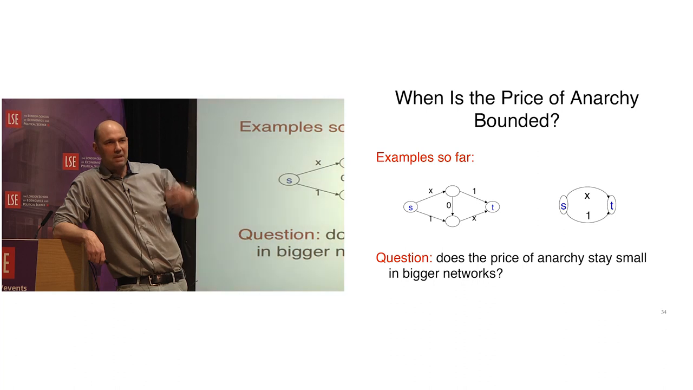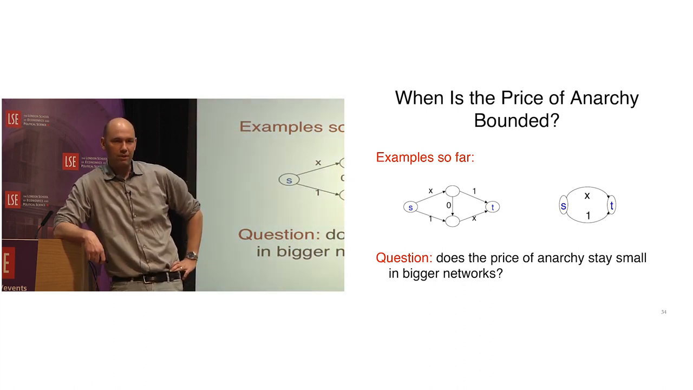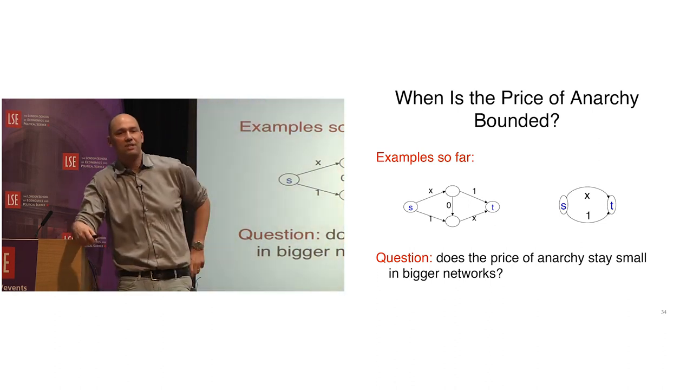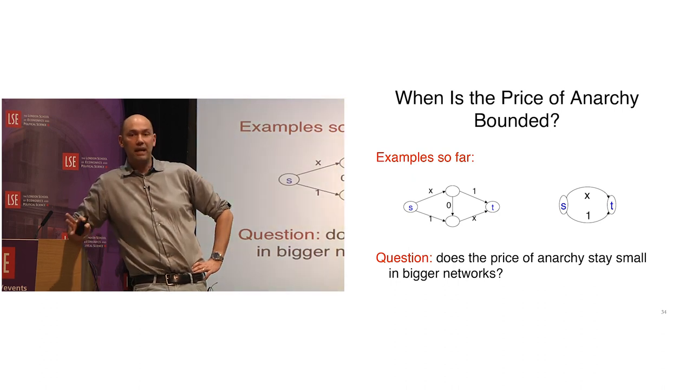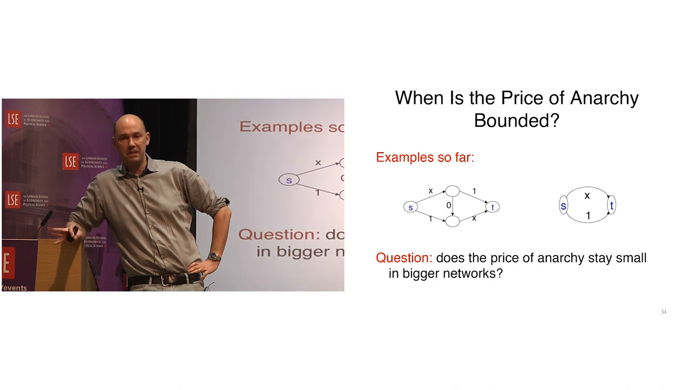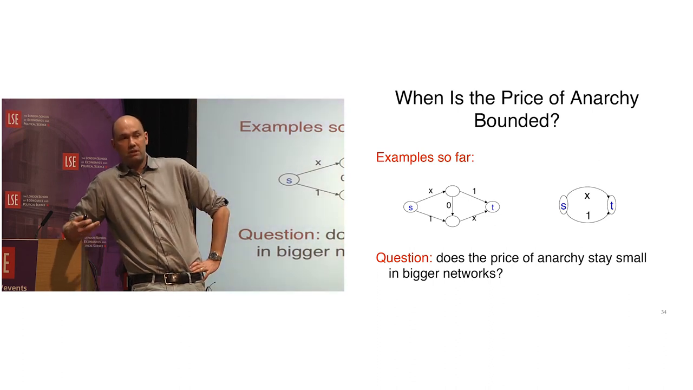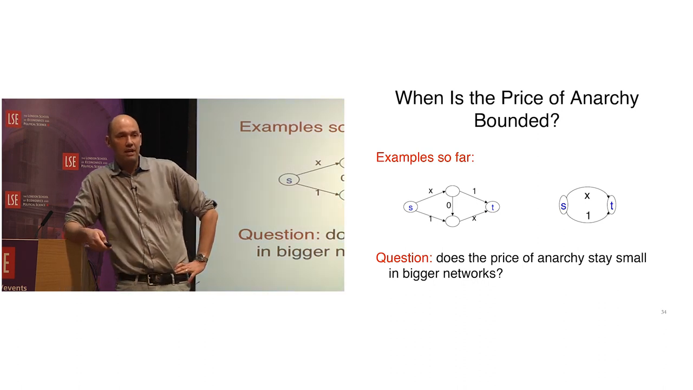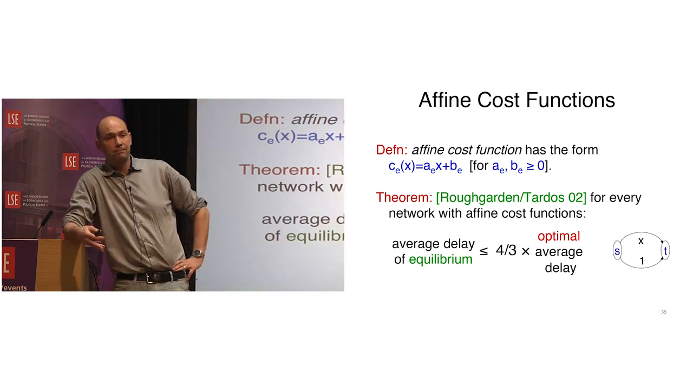So, you know, if you were just being naive and you looked at these two examples and you saw 4/3 in both, you might hope or pray that as you look at more complicated, interesting networks, the price of anarchy remains small, close to one. That selfish behavior remains relatively benign, okay? This, of course, is a somewhat bold conjecture because networks can get much bigger and much more complicated than Braess's paradox and Pigou's example, okay? So despite the naivete of that conjecture, it turns out to actually be true.